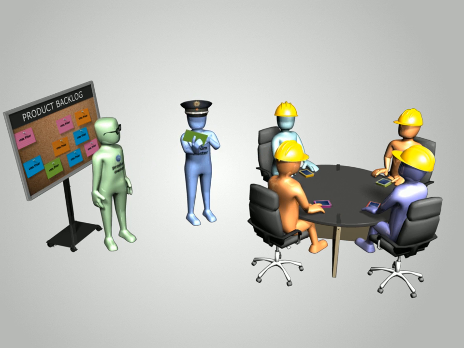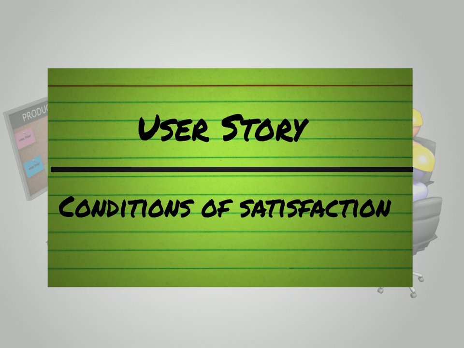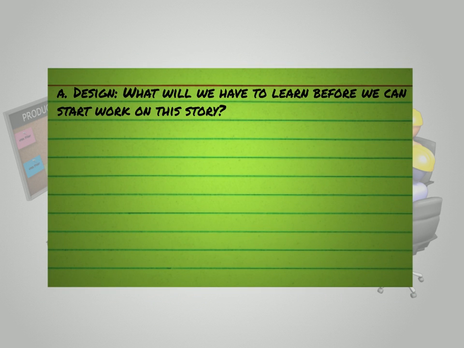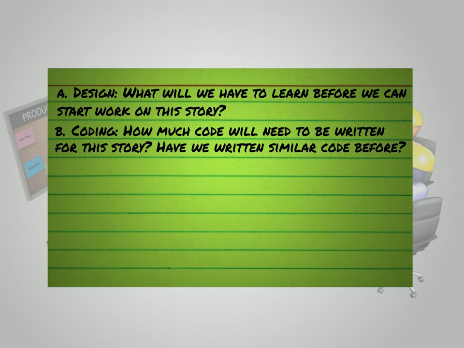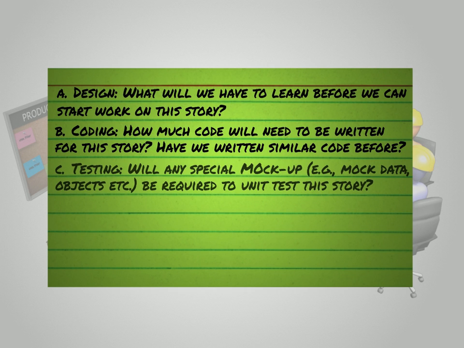The Scrum Master can add these details as discussions proceed and jot down things to be remembered when implementing this story. These can be bullet points on the story card. Design. What will we have to learn before we can start work on this story? Coding. How much code will need to be written for this story? Have we written similar code before?